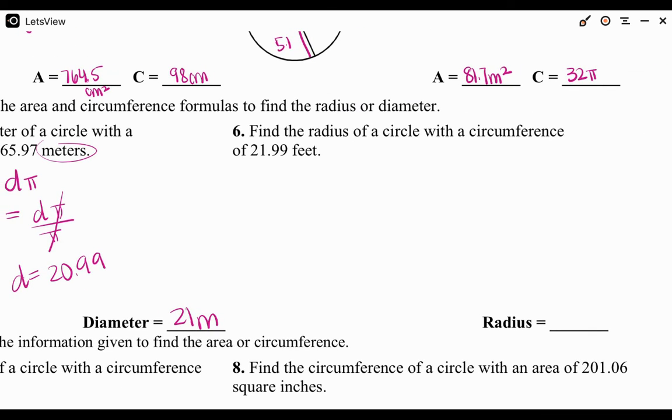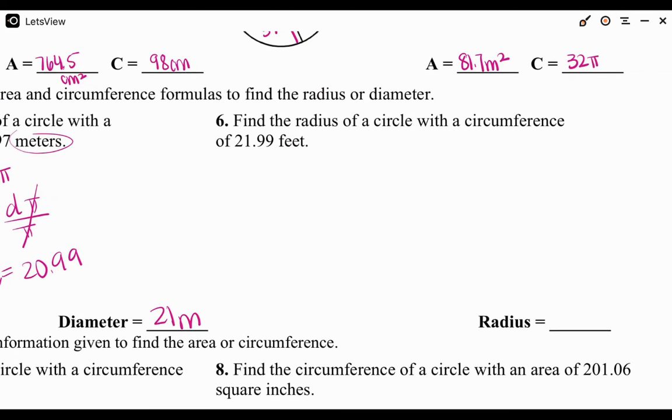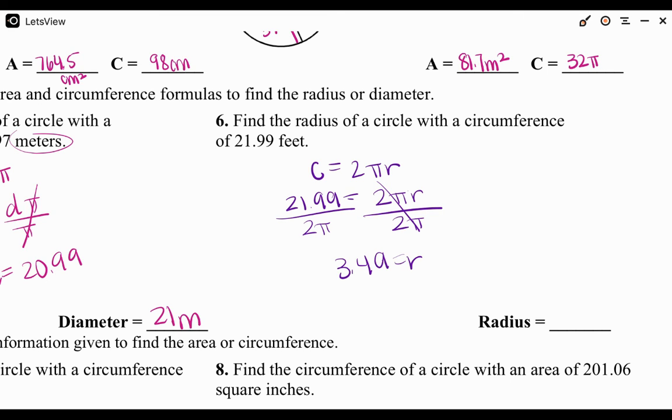Radius of a circle with circumference of 21.99. So our formula for circumference with radius is equal to 2 pi r. So 21.99 equal to 2 pi r. Divide both sides by 2 pi to find r. So when you get that, you get 3.49 equal to your radius. And if we round up, we get 3.5 feet.